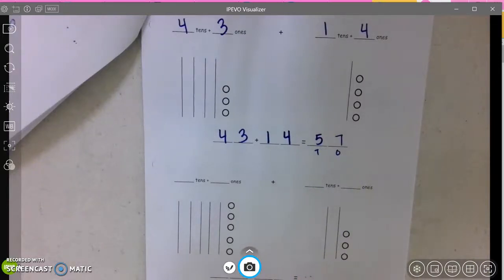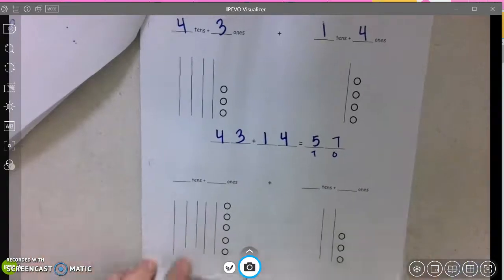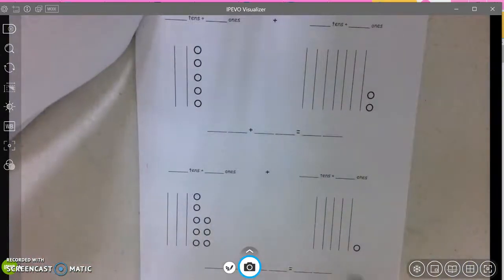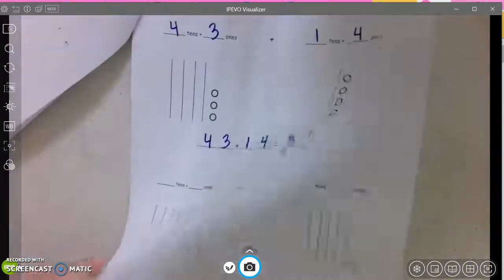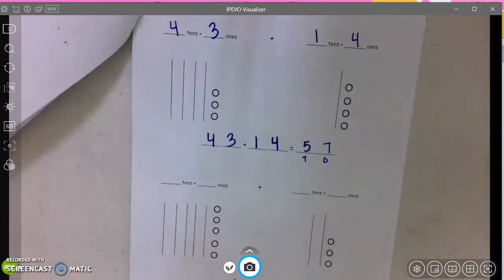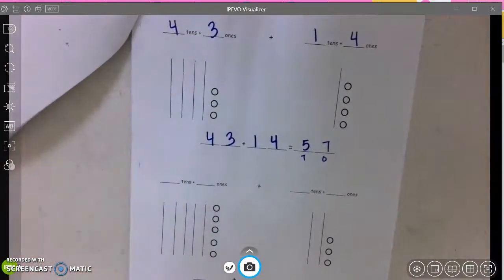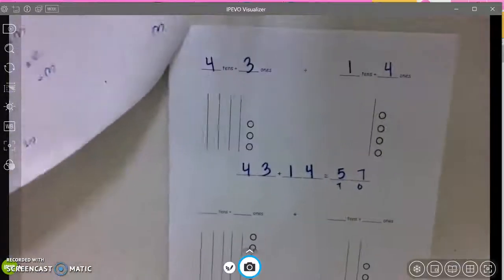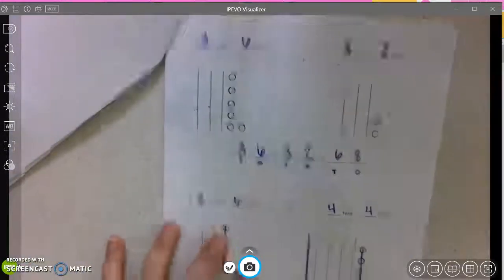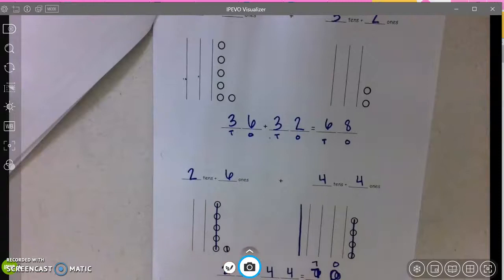Okay. Let me take a quick peek. The rest are easy peasy, don't have any regrouping. So the rest are going to be just like this one. And then we will talk about this one in our meeting so we can talk about regrouping.